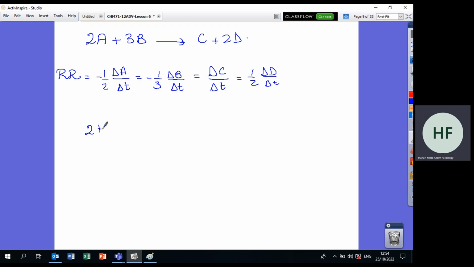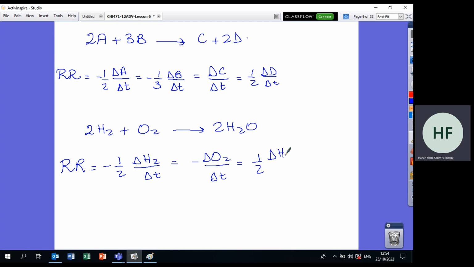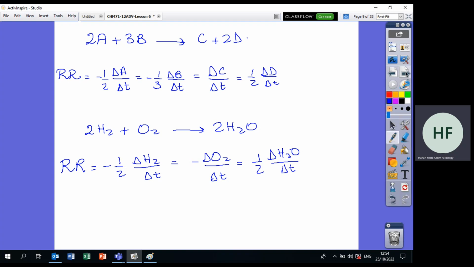Now pause the video and write the reaction rate for this reaction. Okay, pause and write RR with respect to H2, with respect to O2, and with respect to H2O. Okay, now check your answers. So don't forget, if there are coefficients, you make them 1 over the coefficient. Okay, now let's go back to the question.